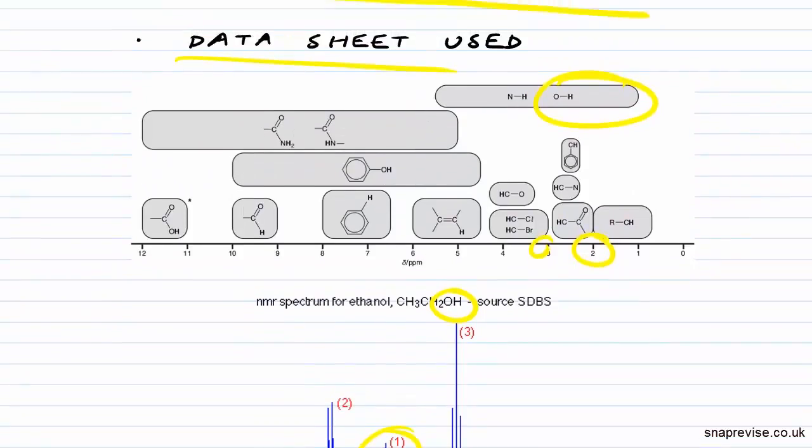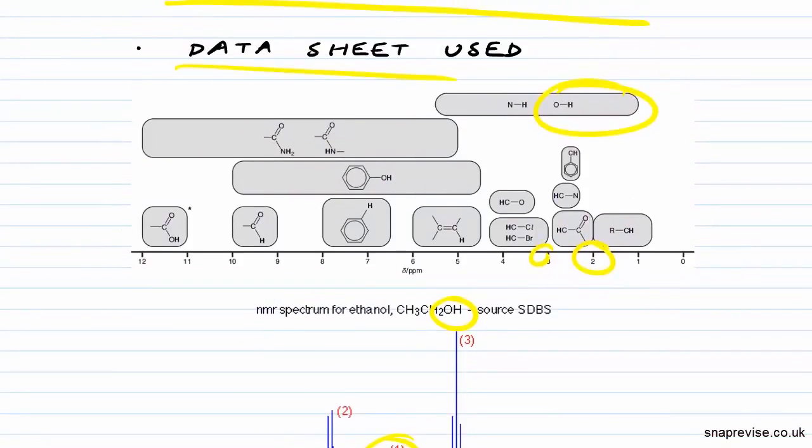Now, just a quick note, it's important that you look at the datasheet very carefully and you look at which datasheet you're using, because in your data booklets you'll be given information about both carbon-13 and proton NMR. The sheets will look similar, so be careful to choose the correct one.